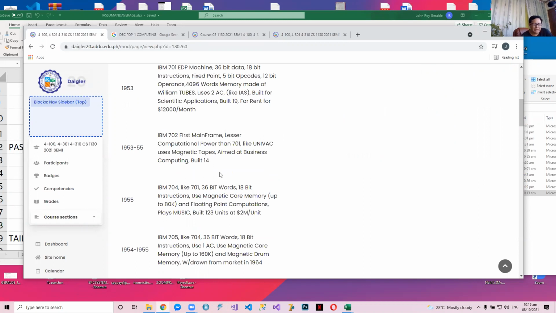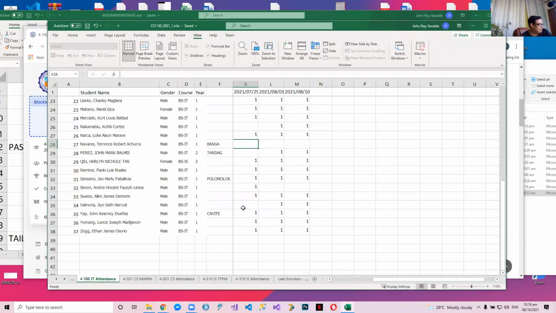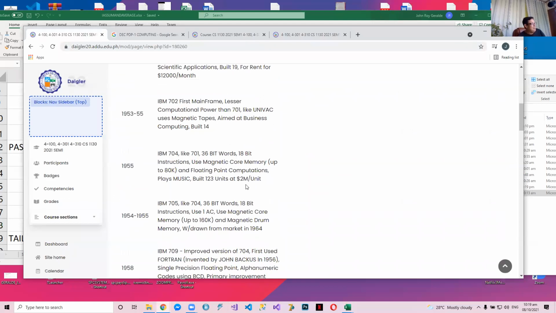They also built 14. It doesn't say whether they sold it or rented it, but most probably they rented it, because nobody could afford it at the time. Okay, so they also developed another one, the 704.